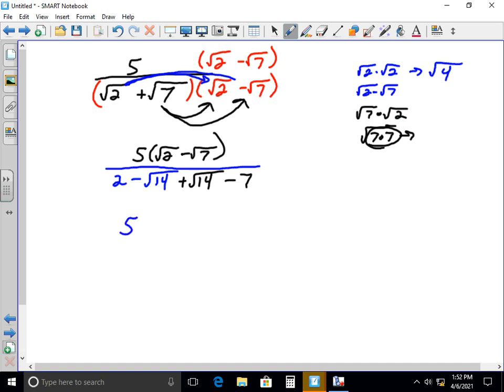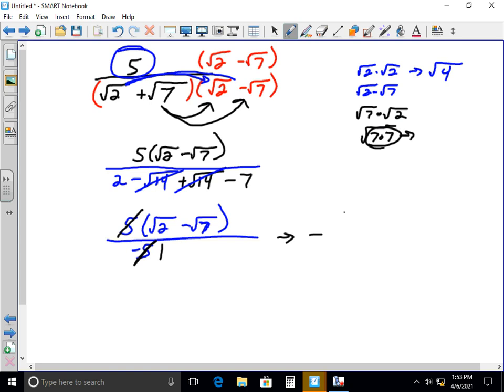So on top, you don't have to multiply that out. If instead of having 5, we had two terms on top, we probably would distribute that. Yeah. The root 14's cancel. 2 minus 7 is negative 5. And that reduces, doesn't it? That 5 is a factor, that 5 is a factor, that leaves us a negative 1 on bottom, or we could just put a negative out front and call that minus root 2 minus root 7.